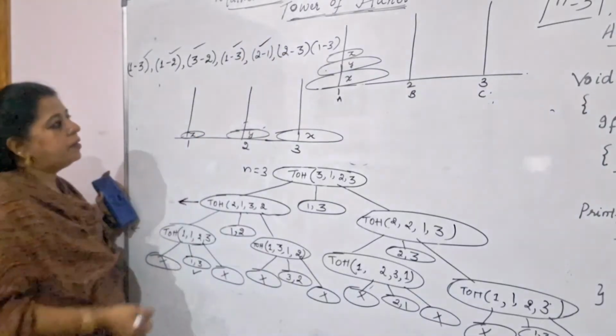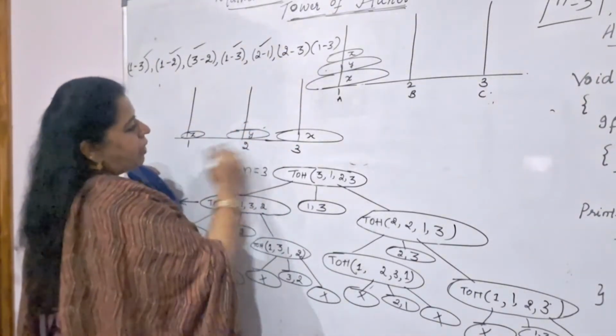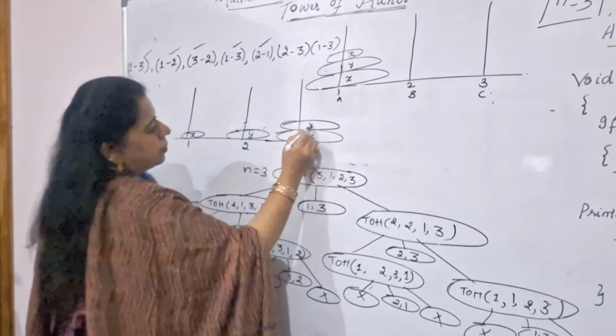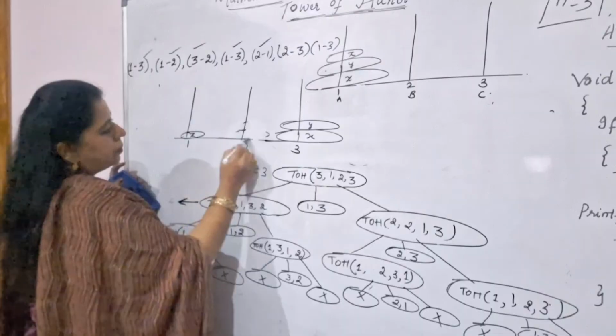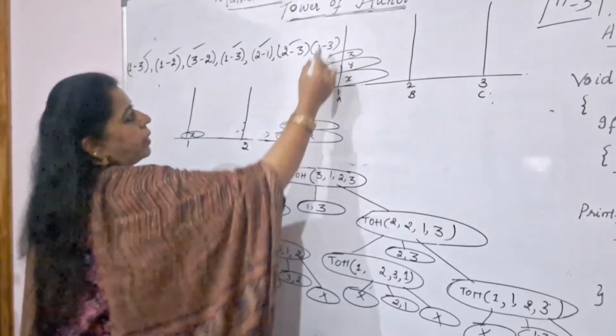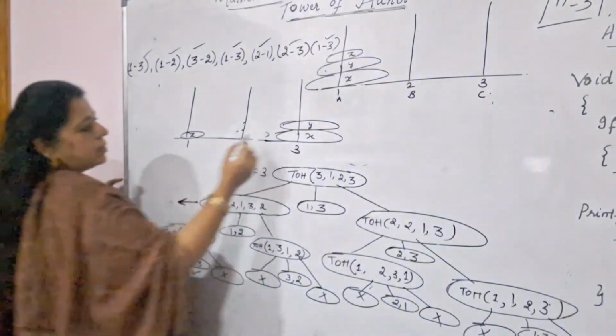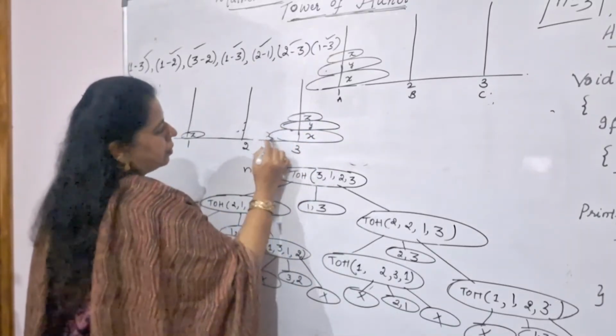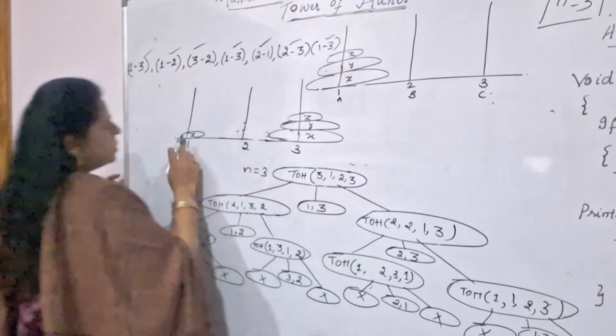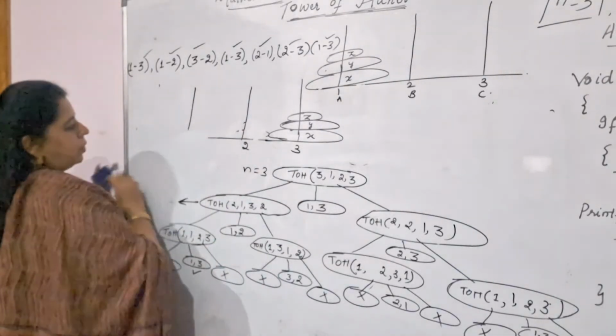This you have completed. Now 2 to 3. This one Y will come over here. 2 to 3 is over. Next, last is 1 to 3. One is Z. So that Z has gone to the 3.